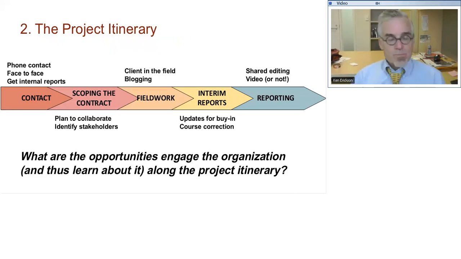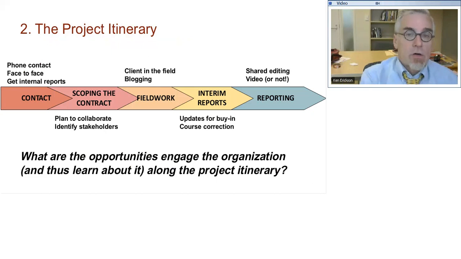So, project itinerary. You make contact, you scope out a contract or an agreement, you do field work. There's usually some kind of interim reporting, and then there's final reporting. You could add another step, and that is going back later with the client and seeing what they did with this work, which also may help you get another assignment from that client. So all along this itinerary, you can think about where the opportunities are to engage that client and have that conversation that clarifies what you think you're going to be doing out in the field while leaving it open. And that's the key.